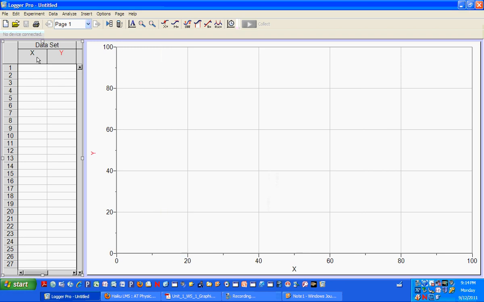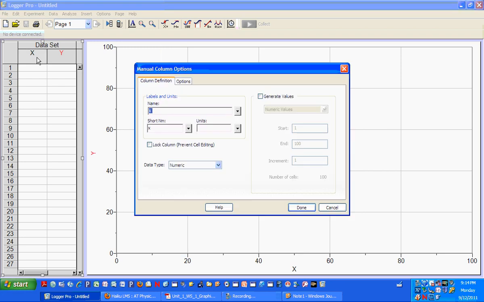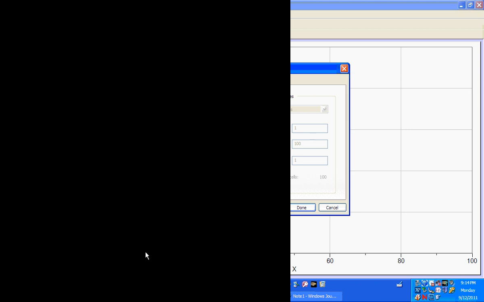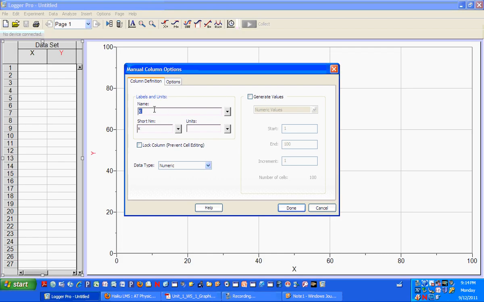So this, instead of being X, is going to be time. Let me go ahead and put in time here. And the short name is going to be T, and the units were in seconds. So I am now done.